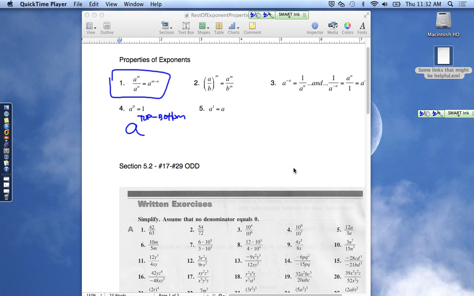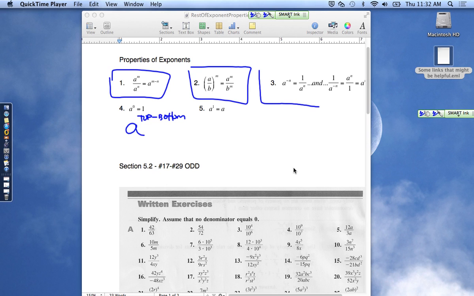The next fraction setup is when you have two different variables in a fraction raised to the same power. You would simply distribute the power to both top and bottom, to each term in the numerator as well as each term in the denominator.